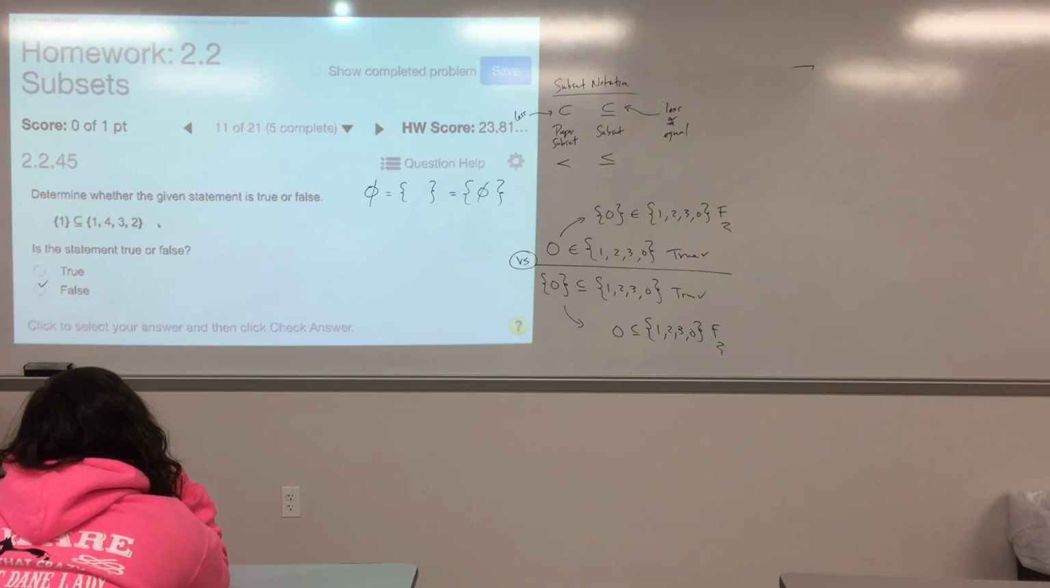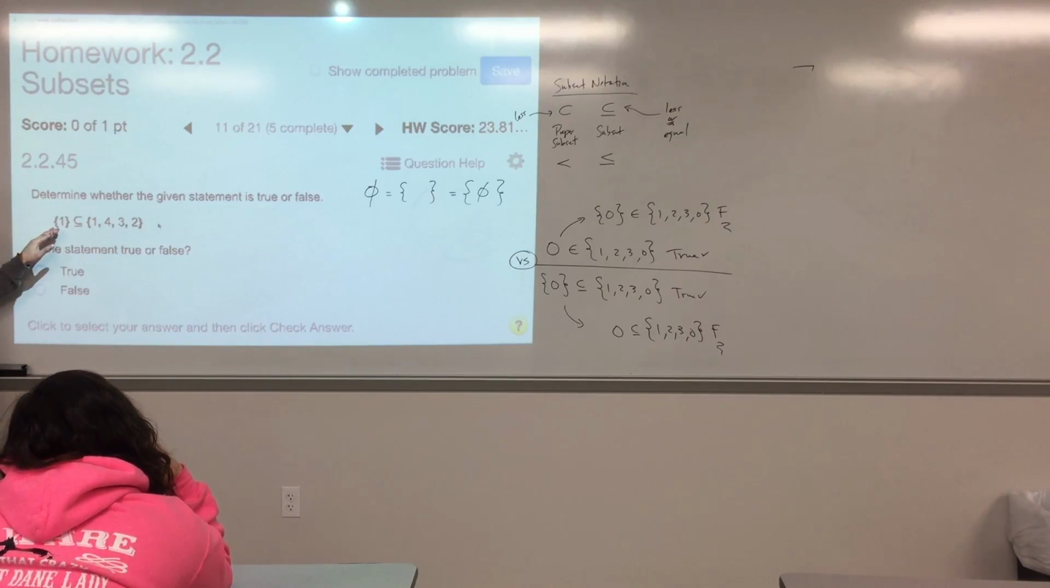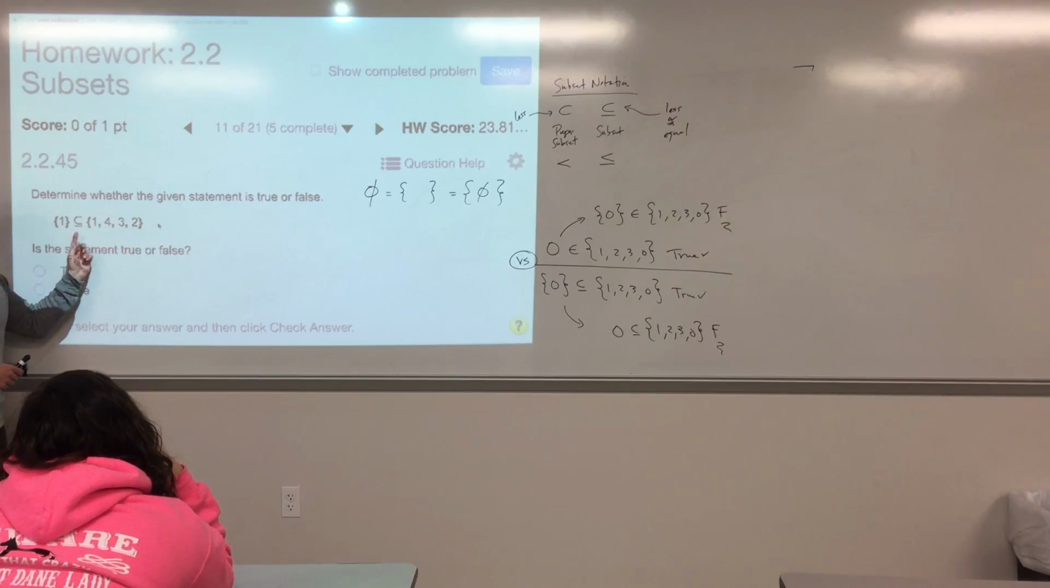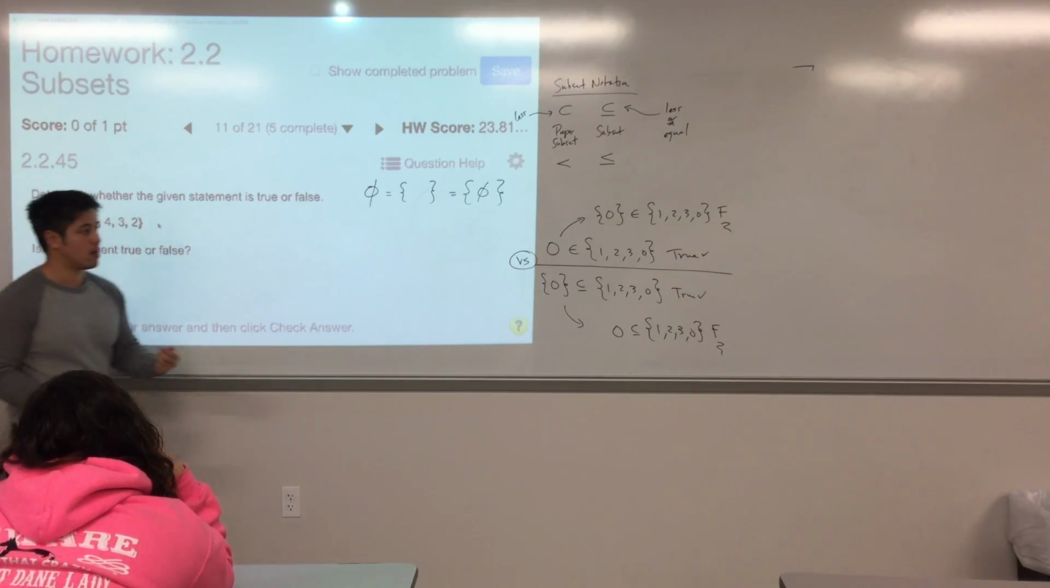Now, can we start talking? Yes, we can, can't we? We can start considering if this is true or not, because this has braces, subset notation. It's true, right, everybody? They're saying, is the set consisting of 1 a subset of the set consisting of 1, 4, 3, 2? Notice the language. Set, subset, set. All talking in terms of sets.